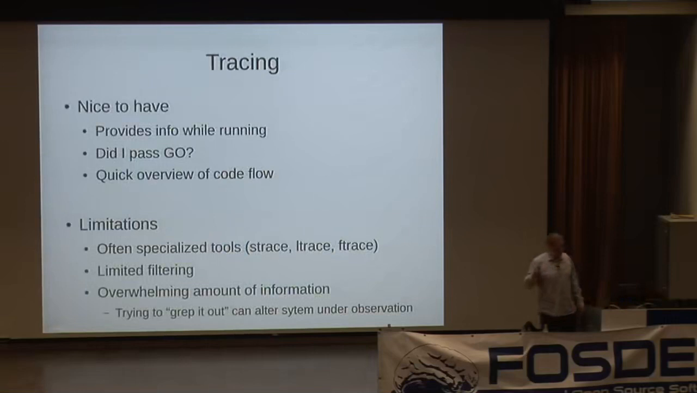So, the tracing tools. What's nice about tracing tools is you can see what's happening while things are running. It's often faster and nicer than printf debugging because it's fully automatic. You get a quick overview of your code flow, but the limitations are there of the specialized tools. You either can trace system calls, or you can trace function calls, or you can trace the kernel. And there's often limited filtering, which means that you quickly get too much information. And when you try to grab it out and your system is really busy, you might actually end up changing the system you're observing.